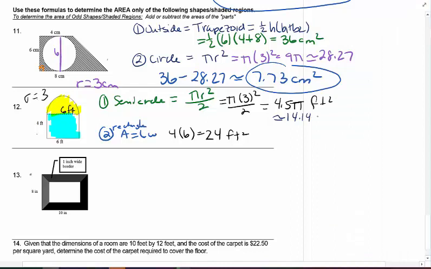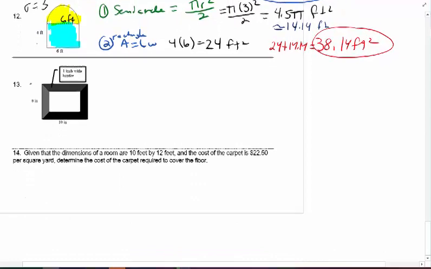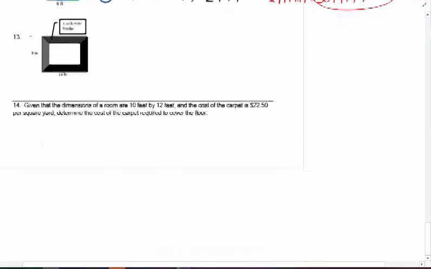If you're not clear on your rounding, remember that's something you review in those integrated reviews. So we're going to add these two together to get my answer. So 24 plus the 14.14, and we should get a total of 38.14 feet squared for the total area for this problem. Pause it, rewind it, listen to it again if you need to.